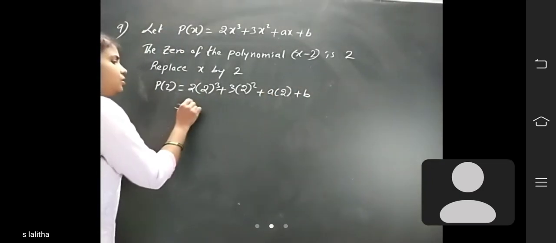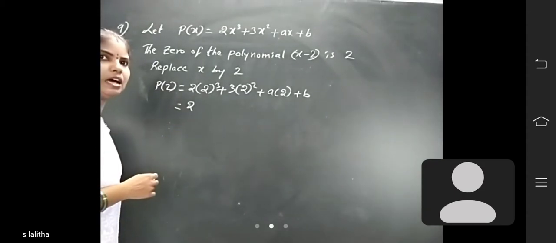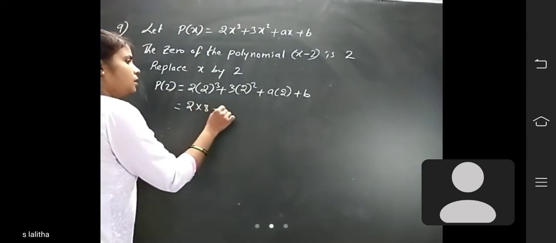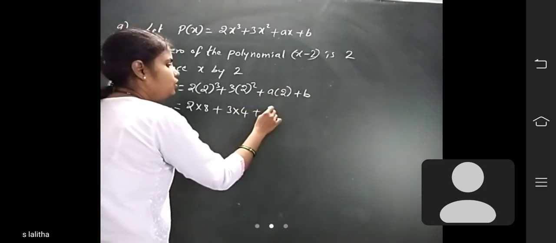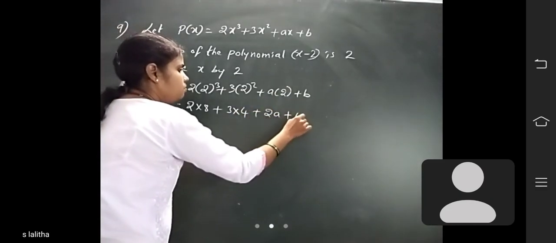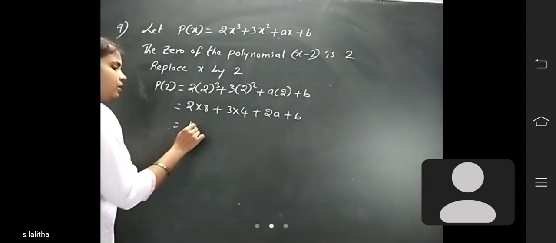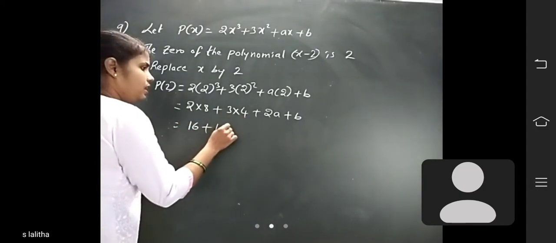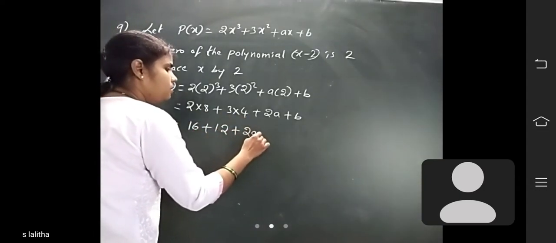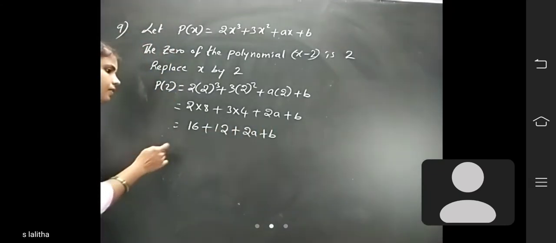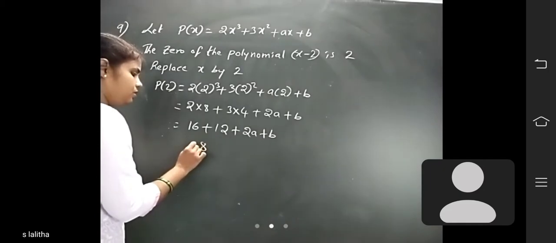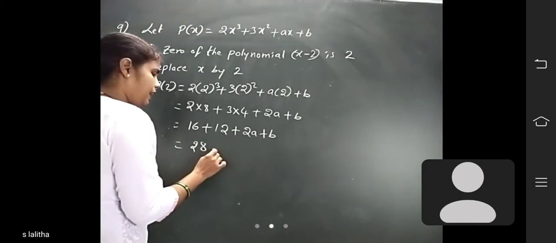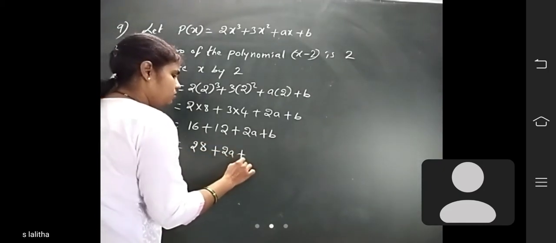So 2 into 2 cube. 2 cube means how much? 8. Plus 3 into 2 square means 4. A into 2 means 2a plus b. So 2 into 8, 16. 3 4s are 12 plus 2a plus b. Add this. What is that? 6 plus 2, 8. 1 plus 1, 2. So 28 plus 2a plus b.